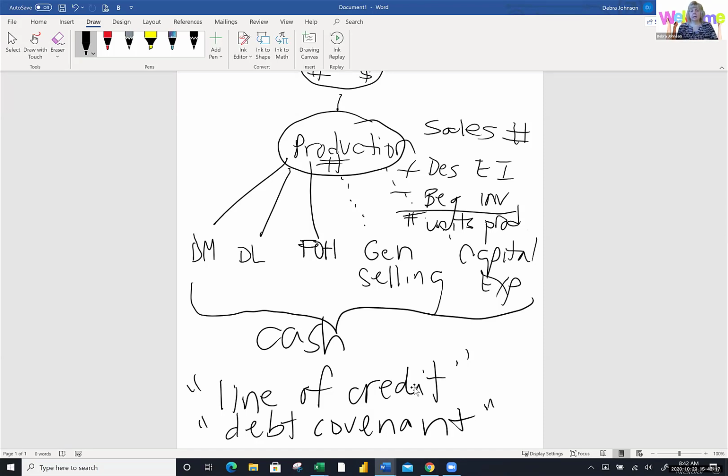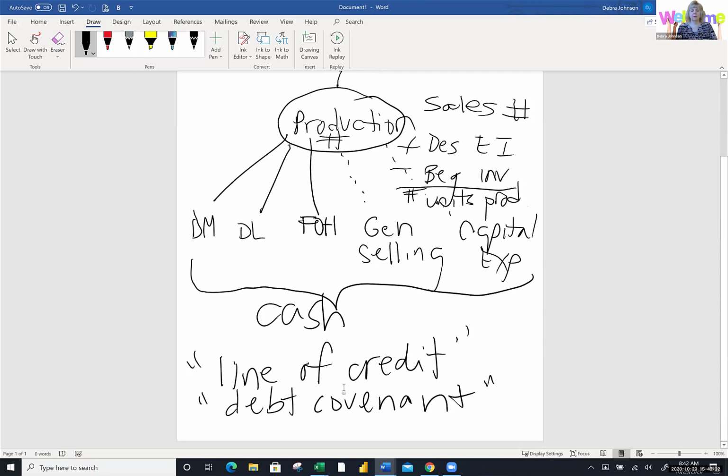The rest of the cash budget, honestly, if you think about your own personal checking account or your own personal savings account, the cash budget really works like our typical checking or savings account. Okay, what do I mean by that? Let me get another piece of paper up here.